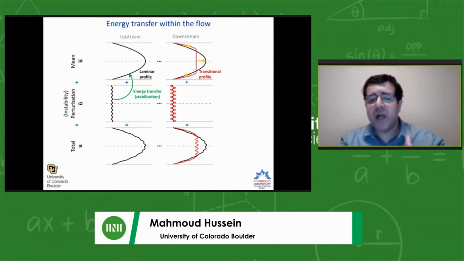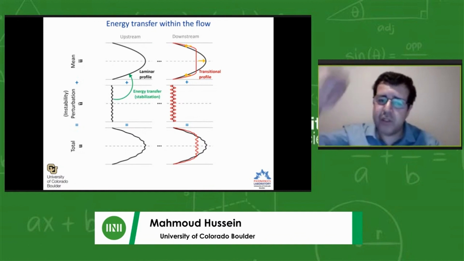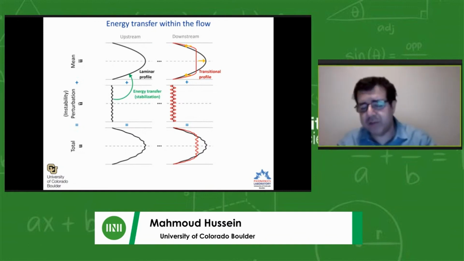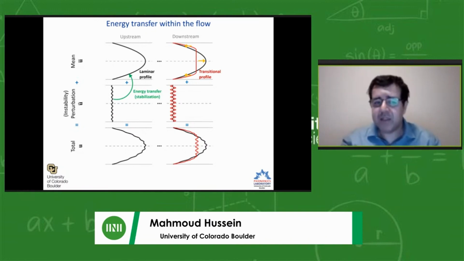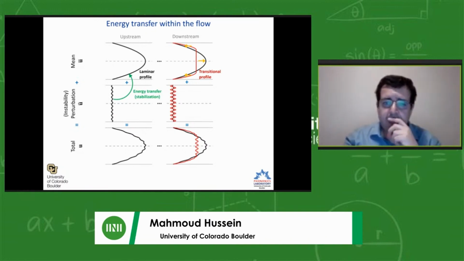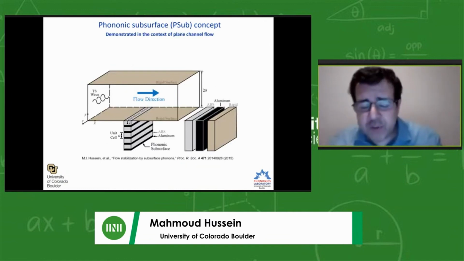And from a relative perspective, we can actually reverse it. So rather than energy continuously going from the mean portion to the instability, we'll reverse that trend. So from a relative perspective, the energy will be going back to the mean flow. And if we can achieve this intervention, then essentially we achieved our goal. We're able to stabilize that instability. So that's the conceptual framework.